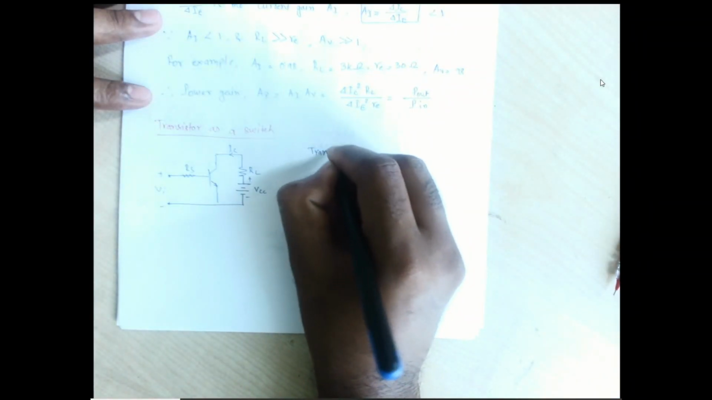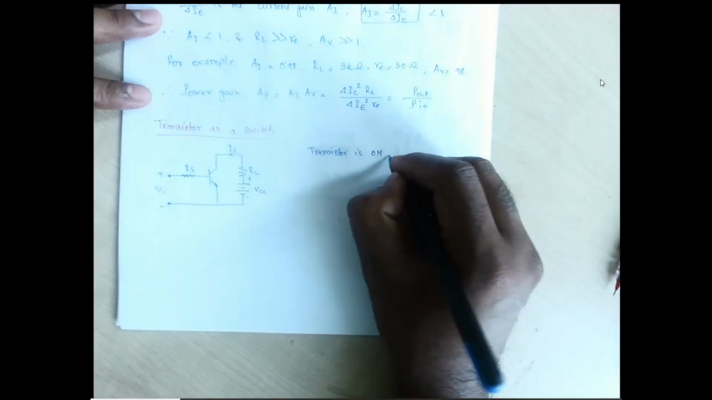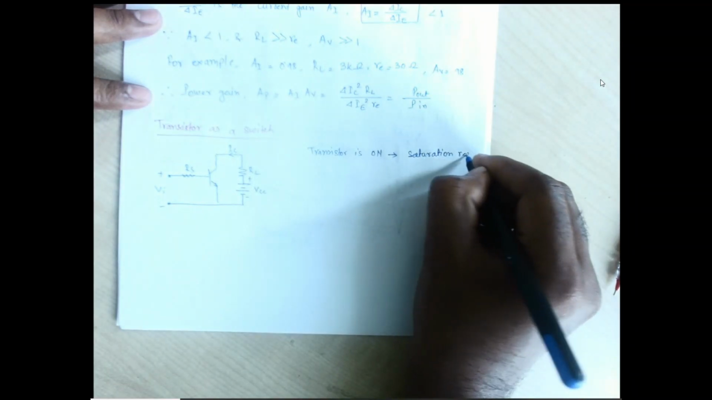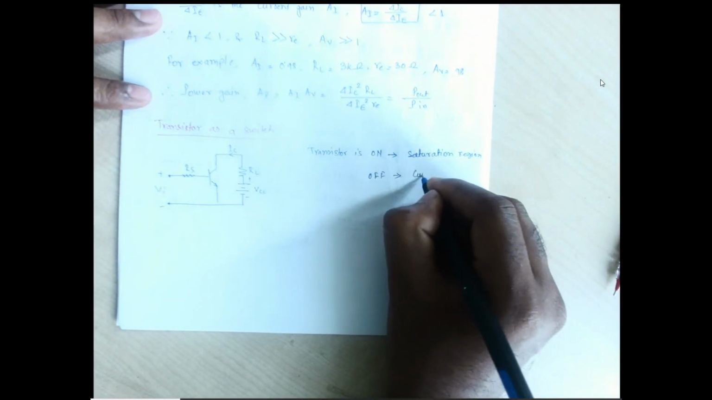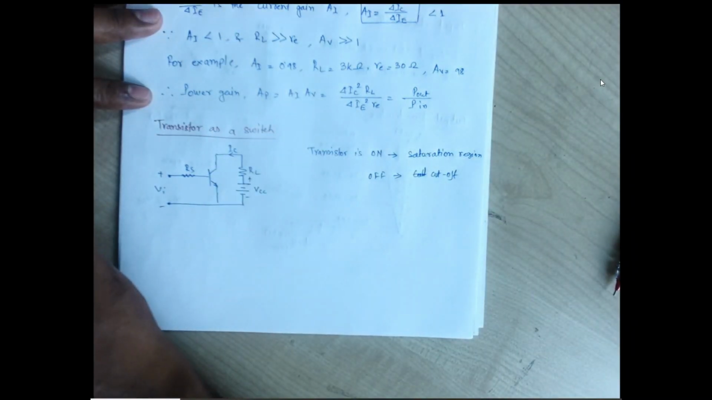The transistor is on when in the saturation region, and obviously it is off when in the cutoff region. So by applying a certain pulse voltage to the transistor, we can take this output either on or off, or we can switch from one state to another state.